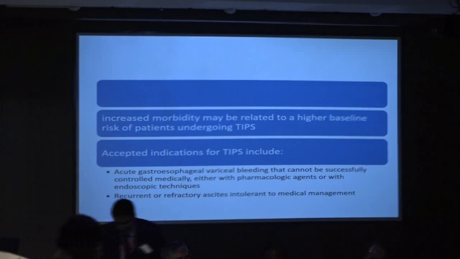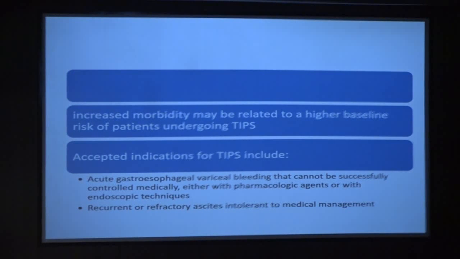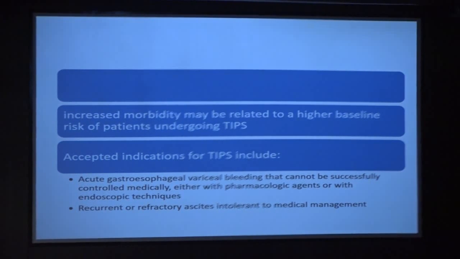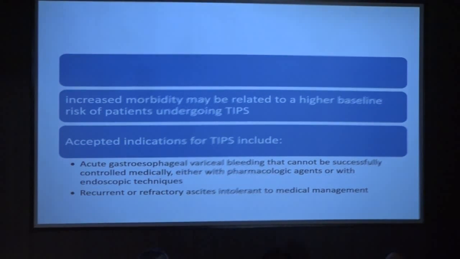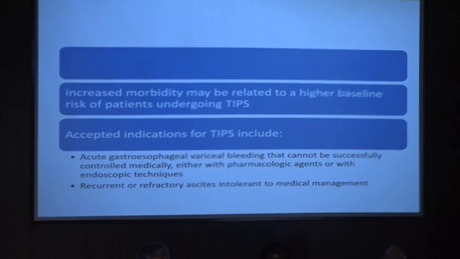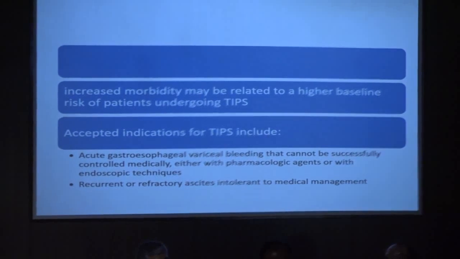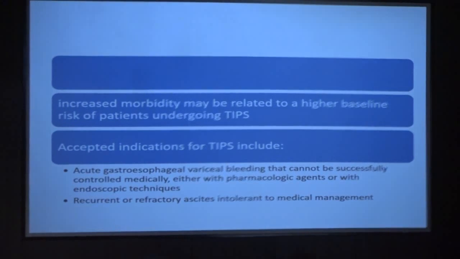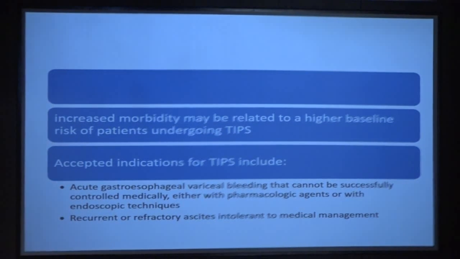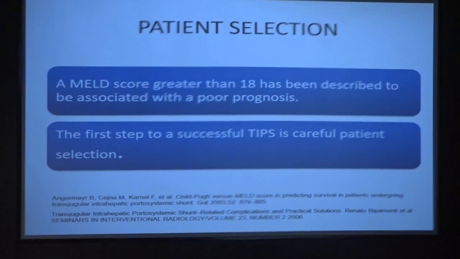Now, what are the causes for the increased morbidity? Maybe it's dependent upon our patient selection. If the patient is already in a highly morbid state, the TIPS outcome may not be very good. So the accepted indications for TIPS are gross ascites, which cannot be controlled and multiple drainages are required, or there's gastroesophageal variceal bleeding that cannot be successfully controlled medically or with the endoscopic techniques.